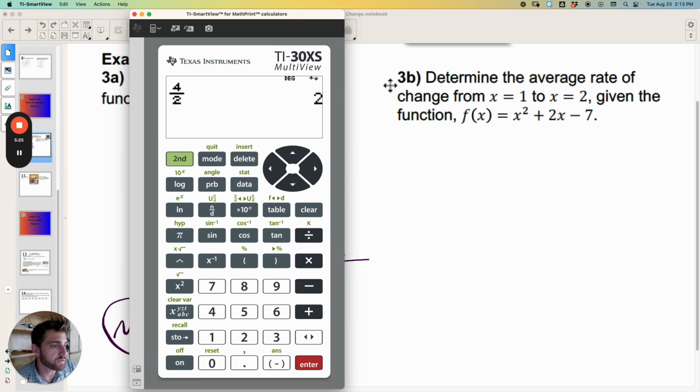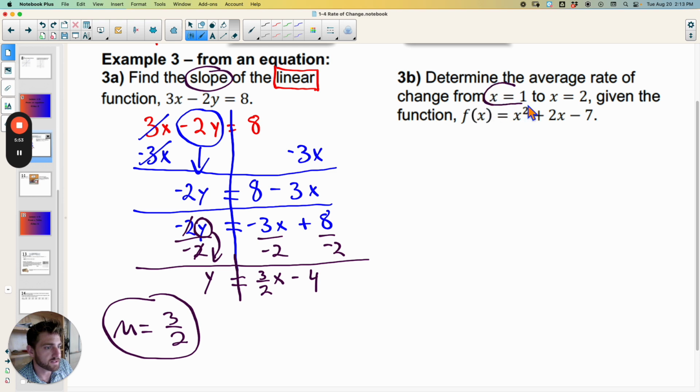So we're not going to do this one by hand, okay? Let's start by reading it. It says determine the average rate of change from x equals 1 to x equals 2, given the function f of x is equal to x squared plus 2x minus 7. So we need to figure out what the values of y are for each of these values of x that they give us here. So let me circle these for you. We need to know what the value of y is for x equals 1 and for x equals 2 so that we can find the rate of change.